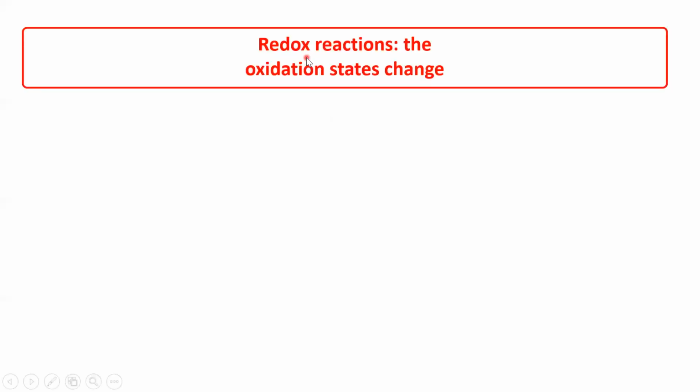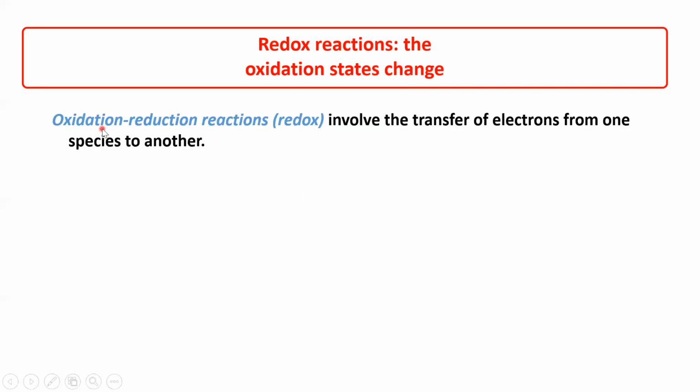So we want to talk about what redox reactions are first. And by doing that, we need to first talk about what oxidation states or oxidation numbers are, because redox reactions have changes in their oxidation state. So when we look at a redox reaction, what that's really short for is an oxidation reduction reaction. But rather than saying oxidation reduction reaction all the time, we just call them redox reactions. And they involve the transfer of electrons from one species to another.